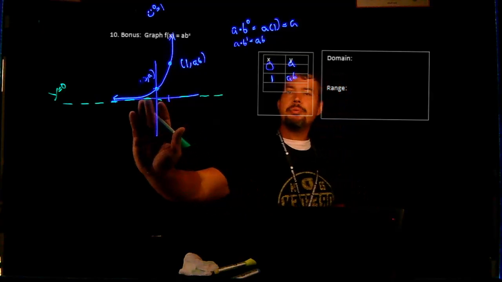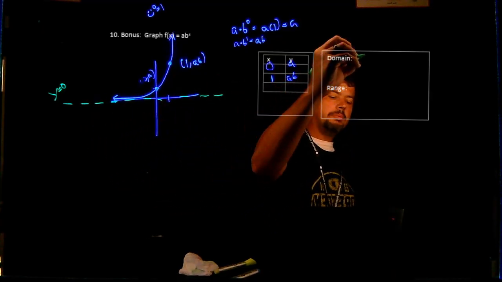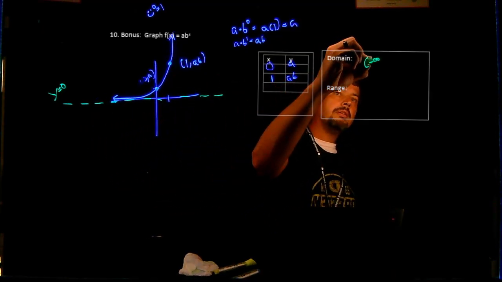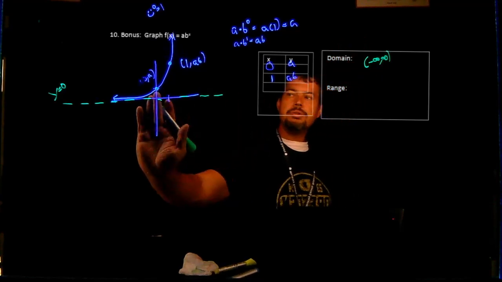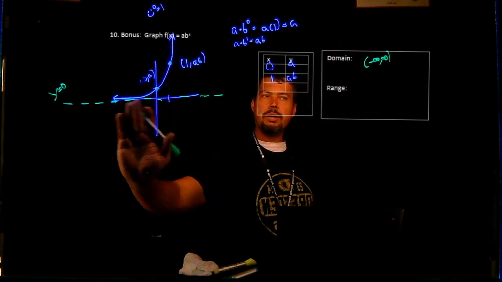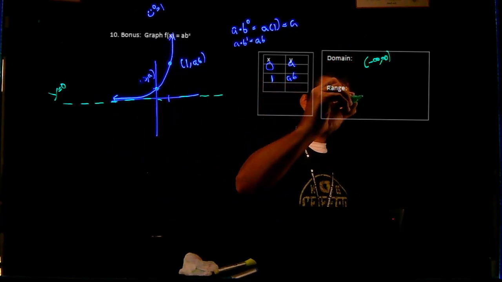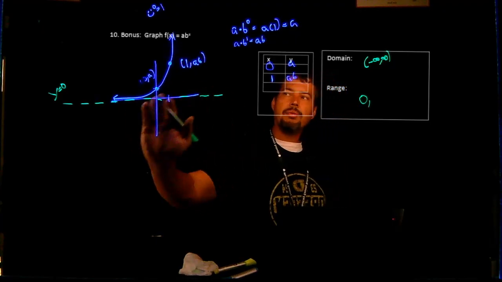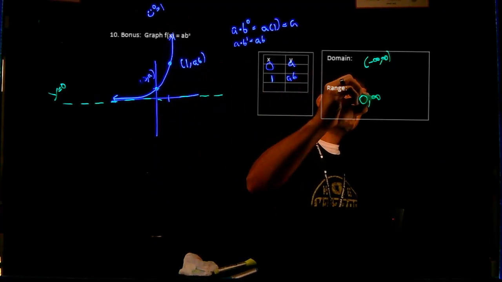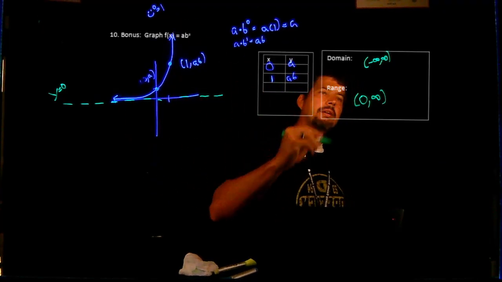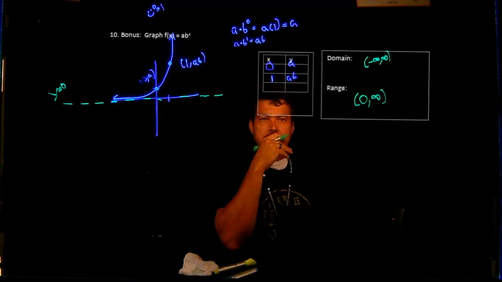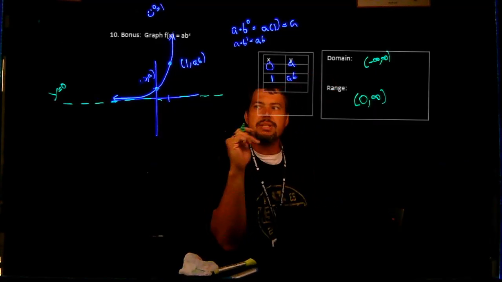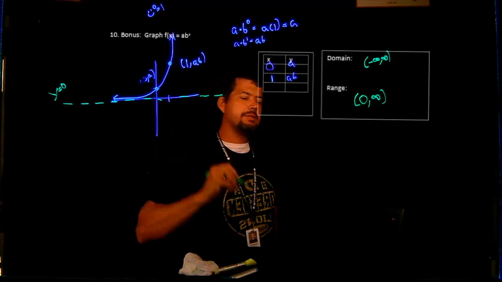The domain is run left forever, run right forever. The domain is negative infinity to infinity. The range gets really close to a value of 0, but it doesn't actually touch it because it flatlines near it. And it rises to the right towards infinity. There I used parentheses. I didn't use a bracket because I actually never put a dot on the x-axis.